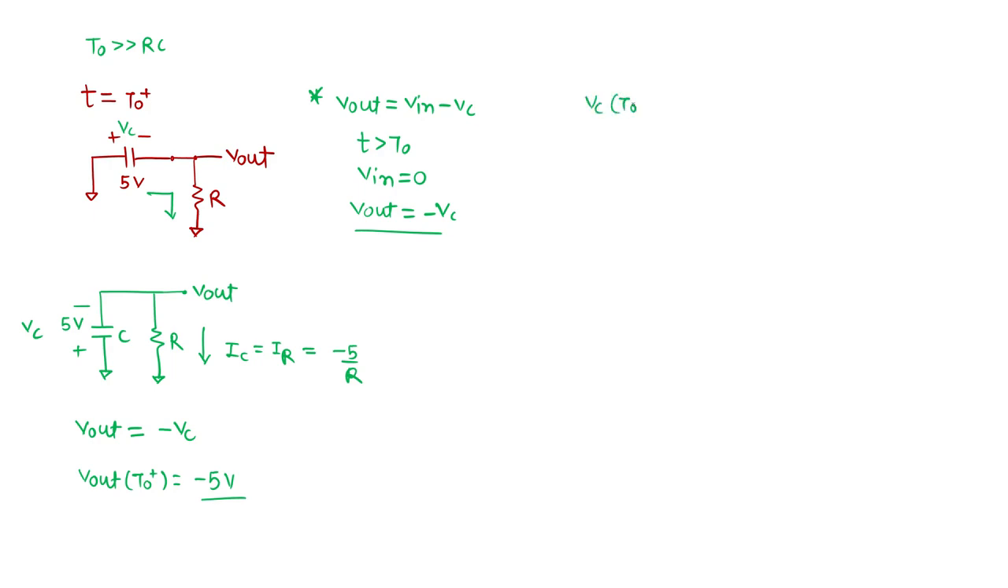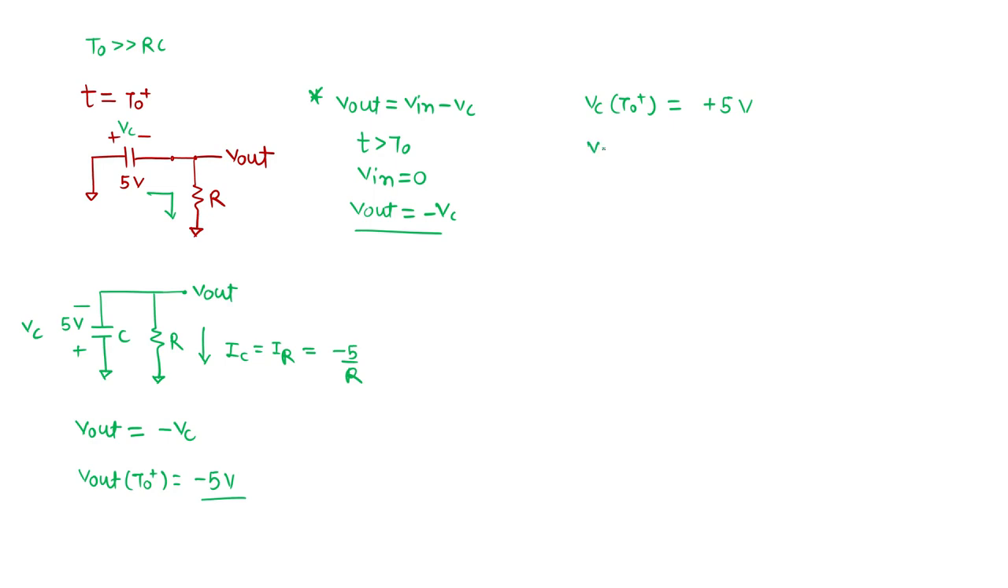Okay. So what is the capacitor voltage at t equal to 0 positive? It is nothing but 5 volt, and that is as of now, because we have to consider the direction of capacitor voltage from left to right. So it is still 5 volt.